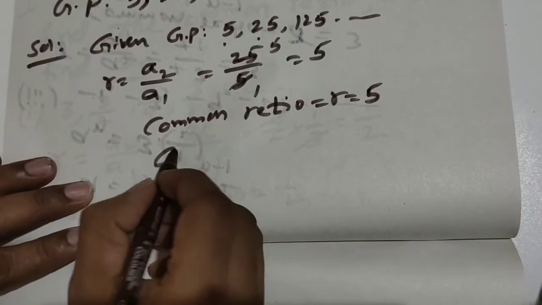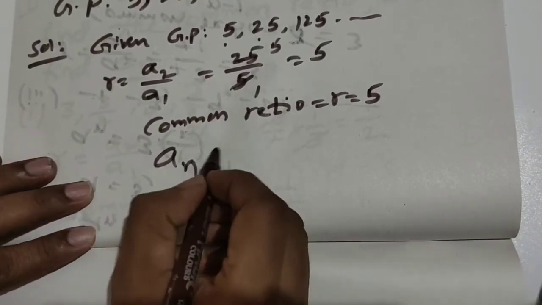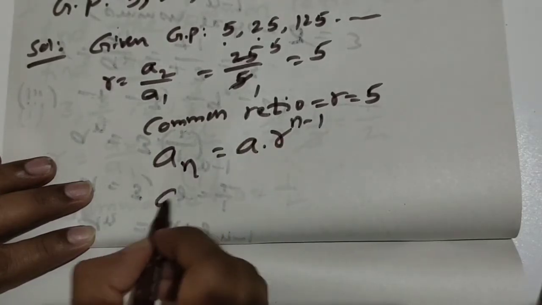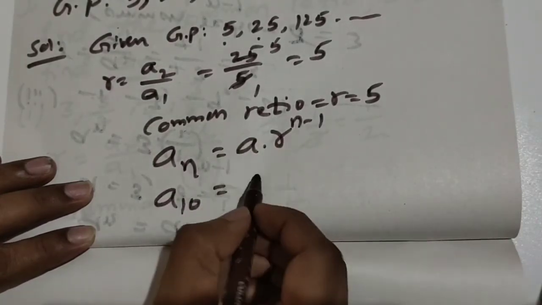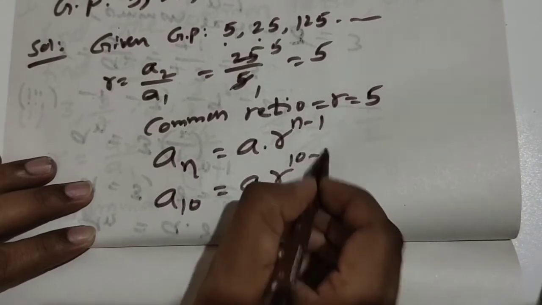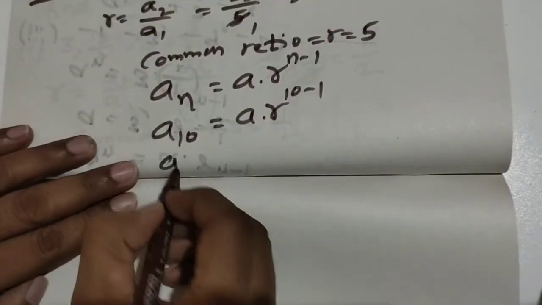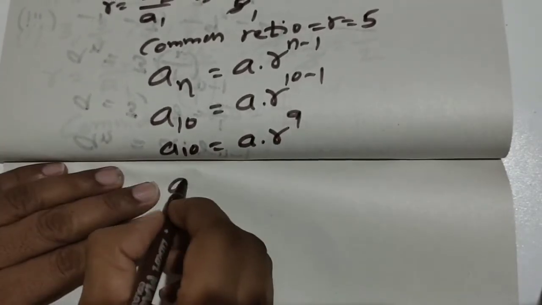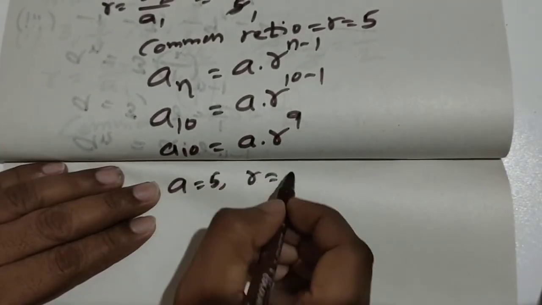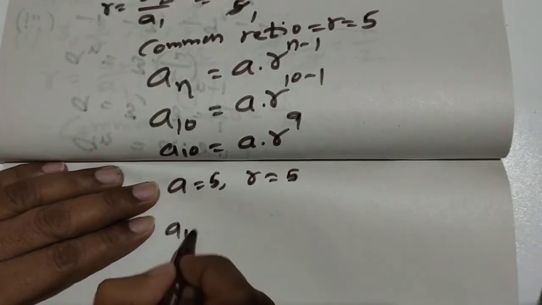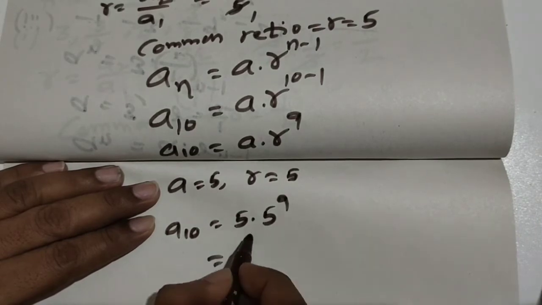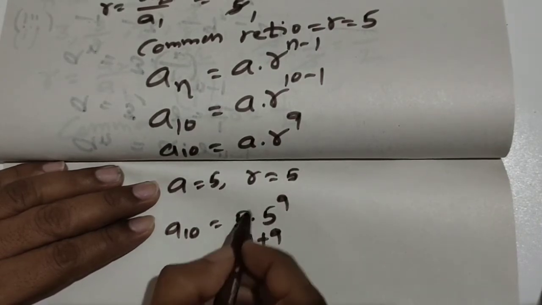Here they are asking for the 10th term, so we can apply the nth term formula. An is equal to A into R to the power of n minus 1. Then A10, that is the 10th term, is equal to A into R to the power of 10 minus 1, that is A into R to the power of 9. Now substitute A is equal to 5, R is also 5. Then A10 is equal to 5 into 5 to the power of 9. So we can write it as 5 to the power of 1 plus 9.